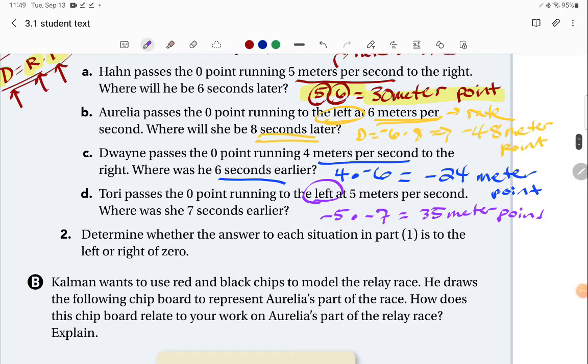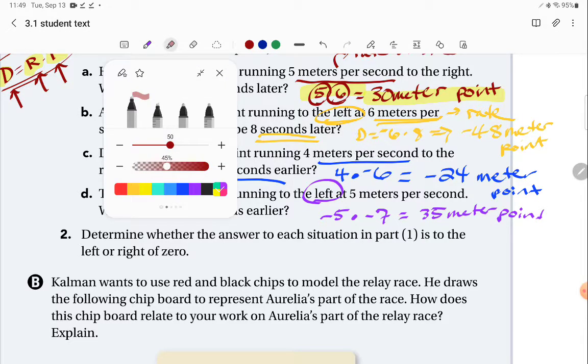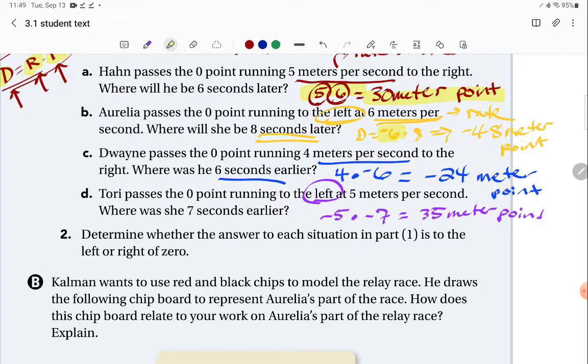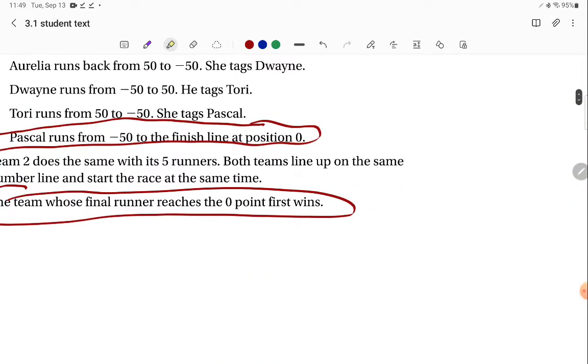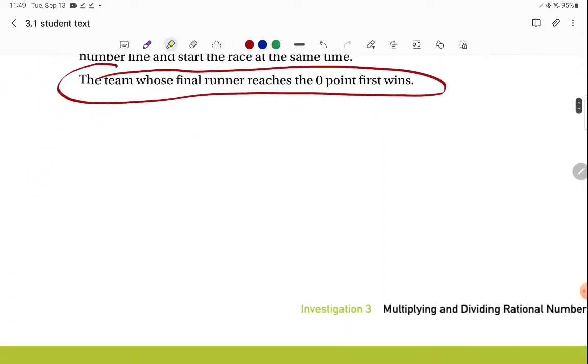So let's check to see how we did on B. It says Aurelia passes the 0 point running to the left. Now, because she's running to the left, that means that you're going to have a negative value right there. So a negative 6 meters per second times 8 seconds later. So that's in the future, so that's why it's positive. So the time is positive, but the rate is negative since they're running left, which is a negative direction on this number line.